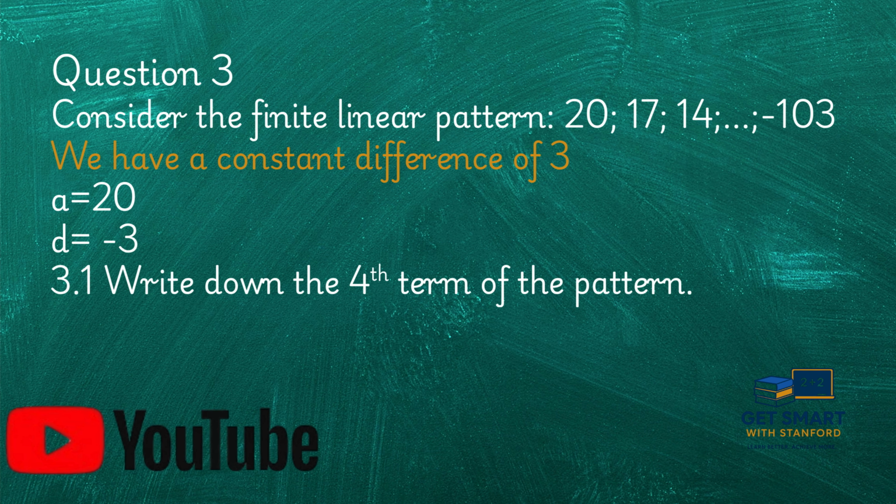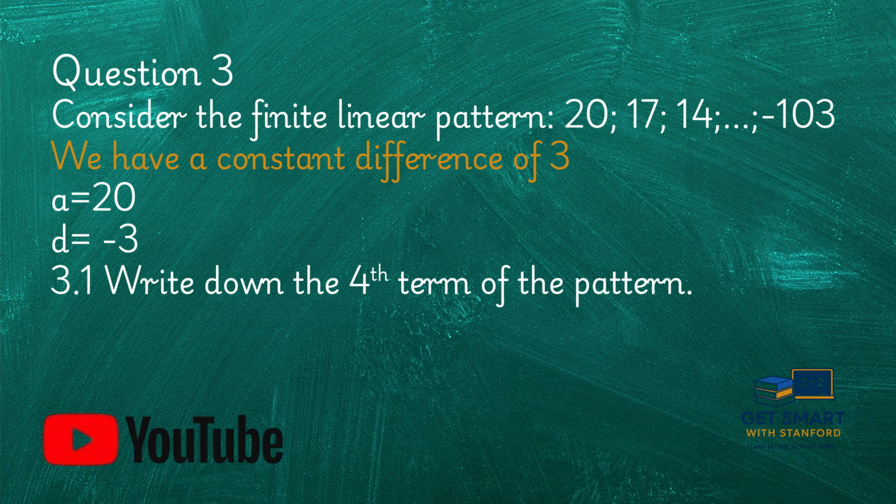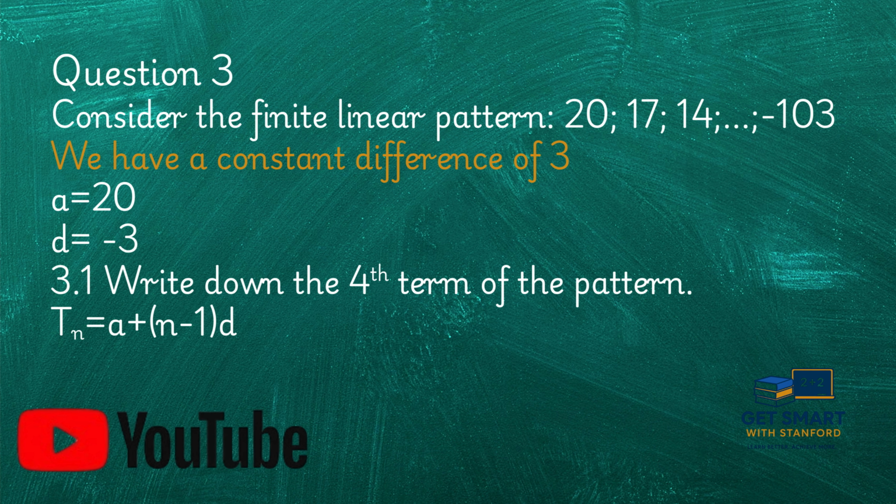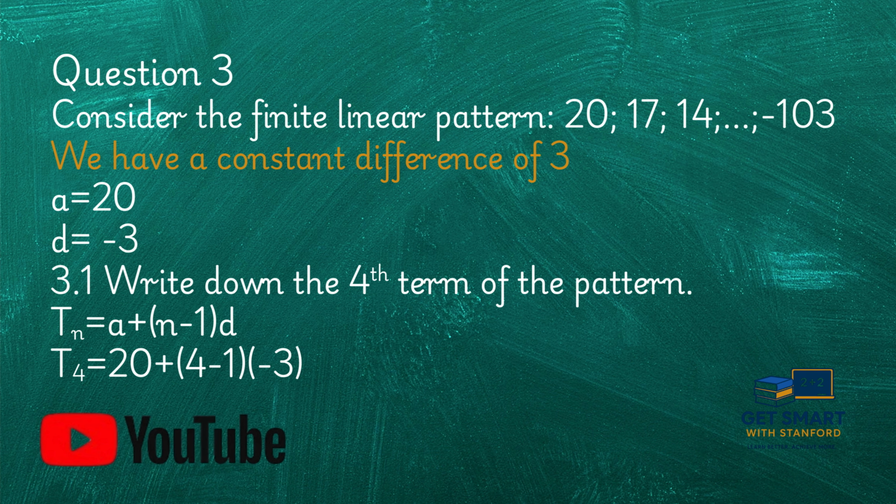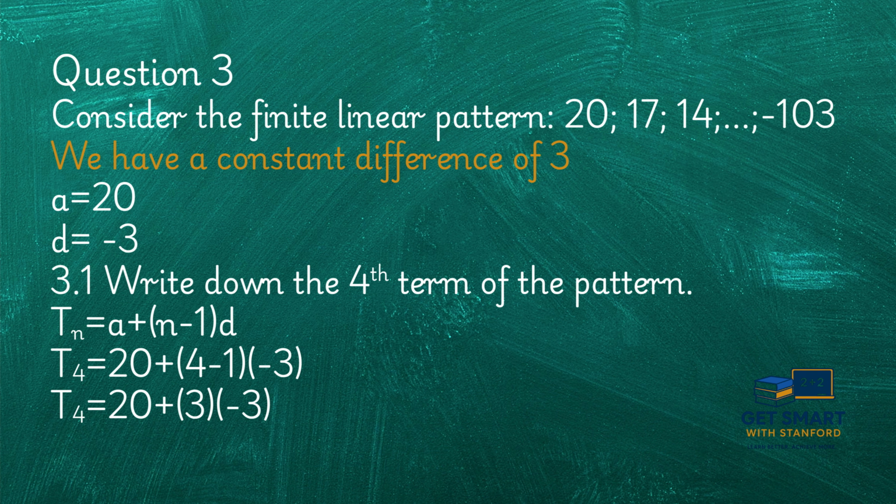So, question number 3.1, the examiner wants us to find the 4th term, which is T4. Let's use the formula Tn equals a plus open bracket n minus 1 close bracket d, where a is the first term, that is 20, and n is 4, since we want the 4th term, and d is minus 3, since the difference is 3. Term number 4 equals 11.